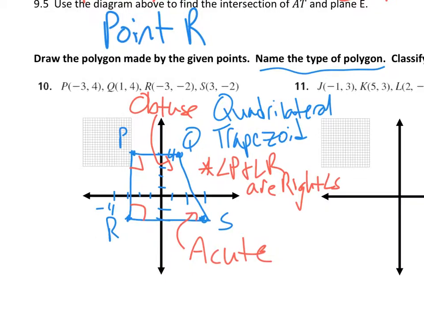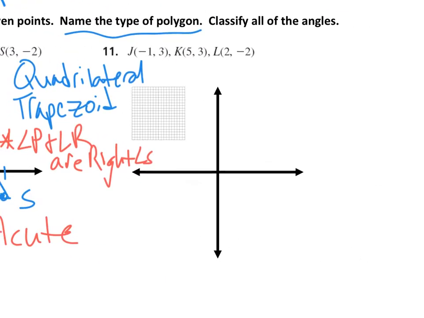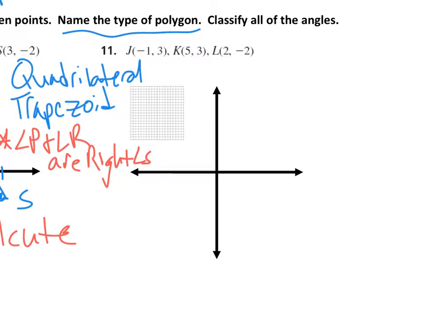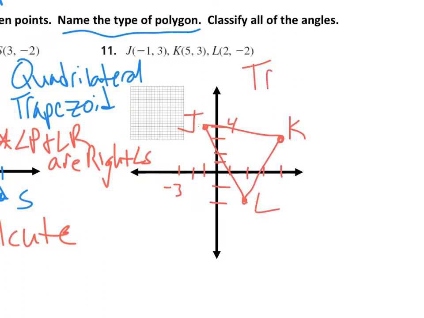So, coming over here, we need to be able to classify the angles tomorrow on the test, okay? And so you won't necessarily need quadrilateral or trapezoid, but you need to know how to classify the angles. Let's plot these points and see what kind of angles we get. So plotting our points here, we get a triangle. It looks like it might be an equilateral triangle, but hopefully we know it's a triangle at least.